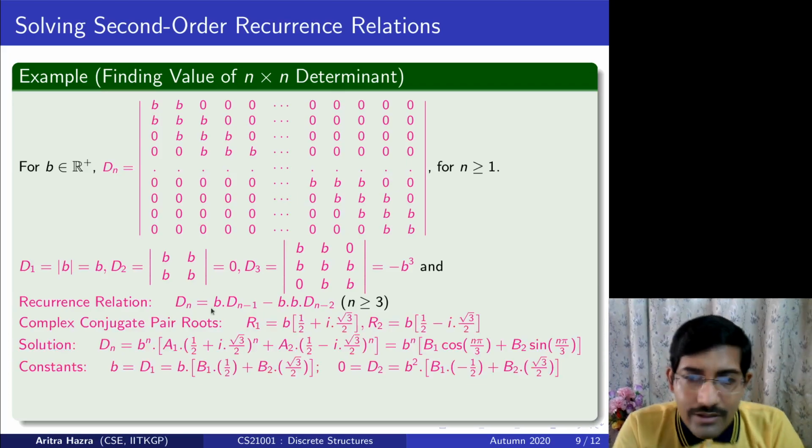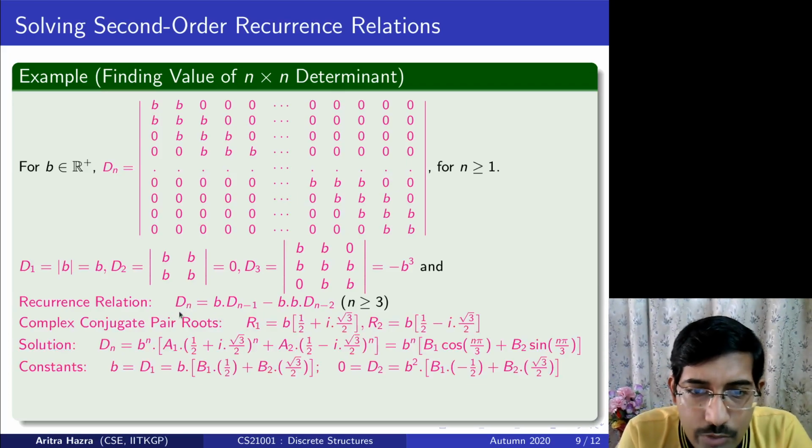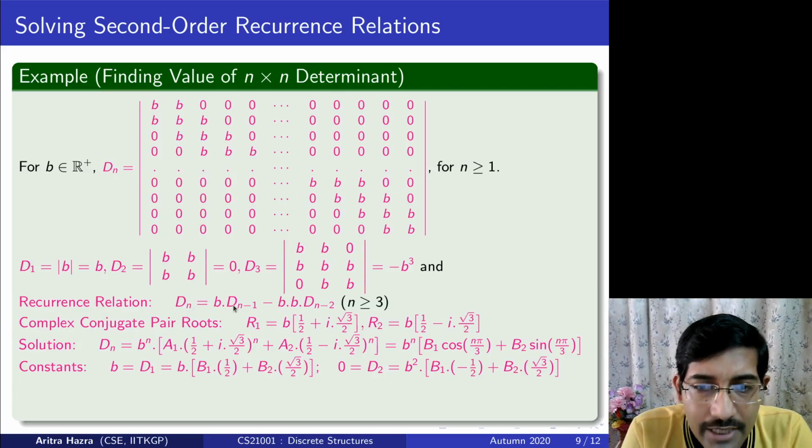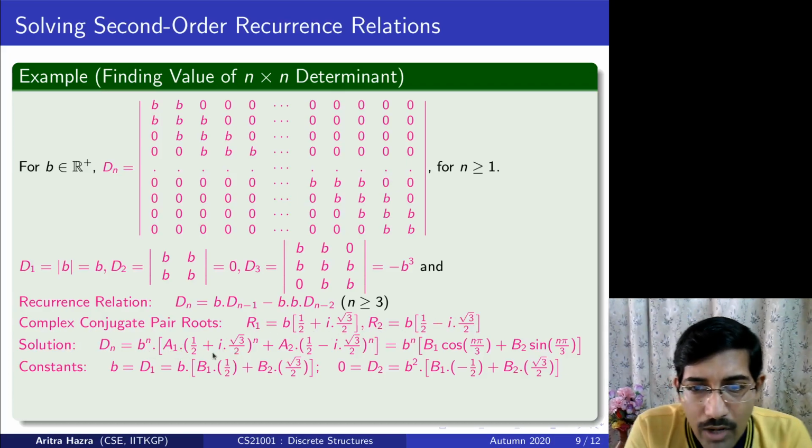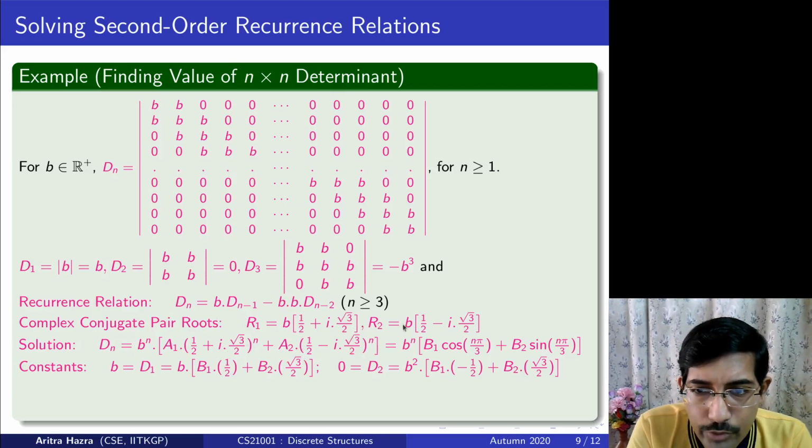So here you see that the characteristic equation becomes x squared minus bx plus b squared equal to 0, and you will see there are complex roots. So the solution would become a1 into that to the power n, and a2 into this conjugate pair to the power n, and b to the power n is there in the roots, so you get it.